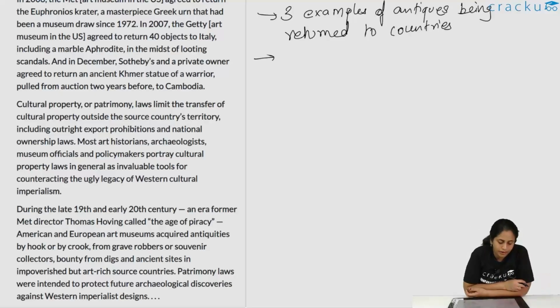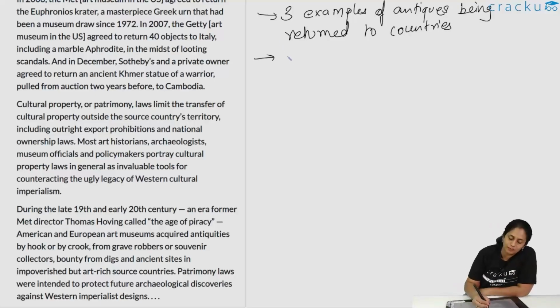Cultural property or patrimony laws limit the transfer of cultural property outside the source country's territory, including outright export prohibitions and national ownership laws. Most art historians, archaeologists, museum officials and policymakers portray cultural property laws in general as invaluable tools for counteracting the ugly legacy of Western cultural imperialism.